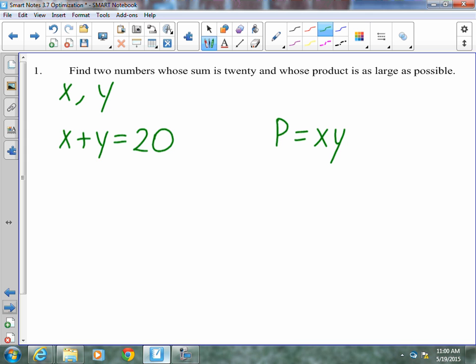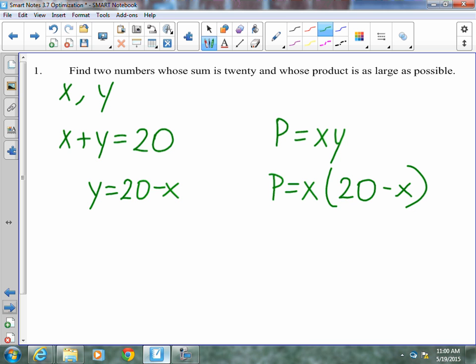We also know that we can't take the derivative of something that has more than one variable unless we do it implicitly, and that's going to cause a lot of complications. It would be nice if we could get this product function in one variable. So, I'm going to solve for y, and I'm going to make our product x times y, where y equals 20 minus x. So our product is 20x minus x squared.